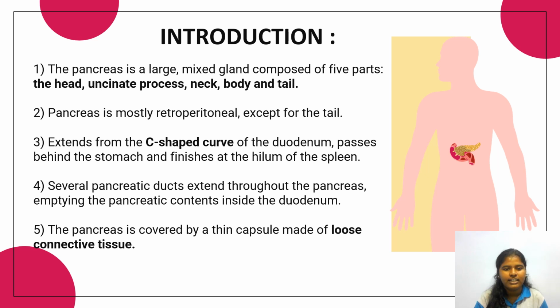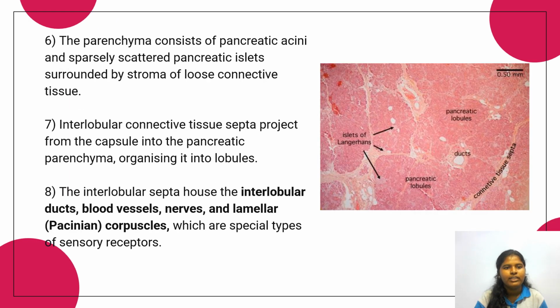Several pancreatic ducts extend throughout the pancreas, emptying the pancreatic content inside the duodenum. The pancreas is covered by a thin capsule made of loose connective tissue. The parenchyma consists of pancreatic acini and sparsely scattered pancreatic islets surrounded by the stroma of loose connective tissue. Interlobular connective tissue septa project from the capsule into the pancreatic parenchyma, organizing it into lobules.